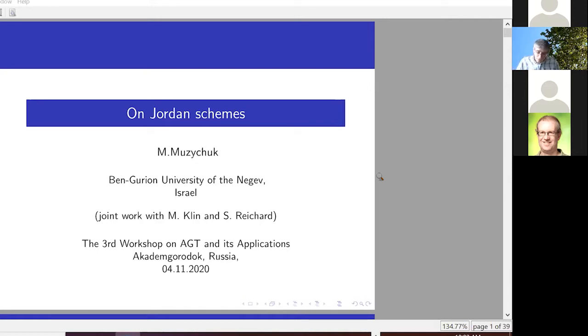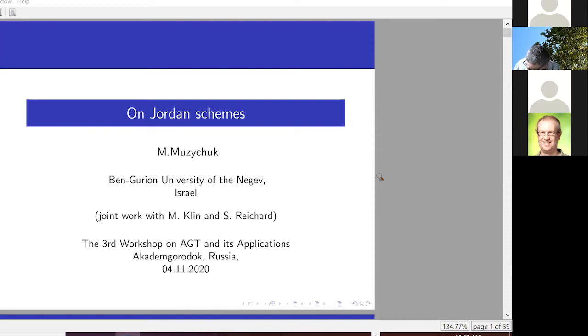So a Jordan scheme is a generalization of an association scheme. Every association scheme is a Jordan scheme, but not vice versa. One of the ways to get Jordan schemes is to symmetrize a non-commutative association scheme. And I'm going to talk about those Jordan schemes which cannot be obtained in that way.